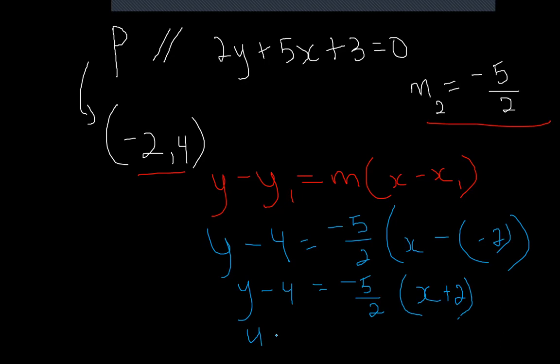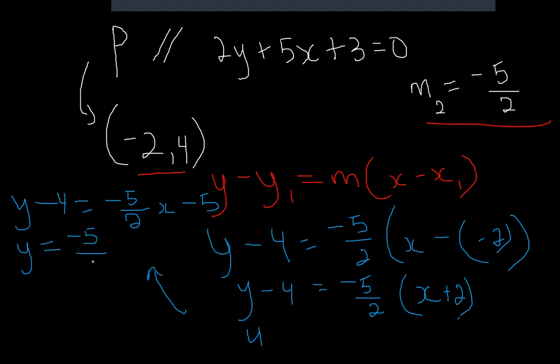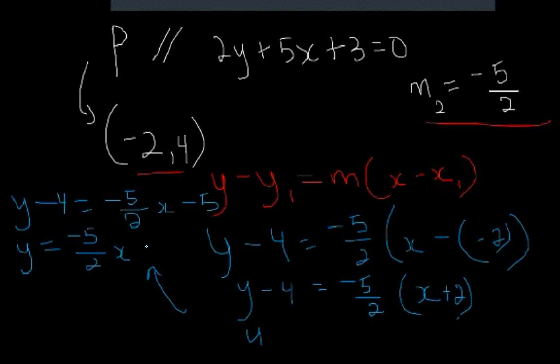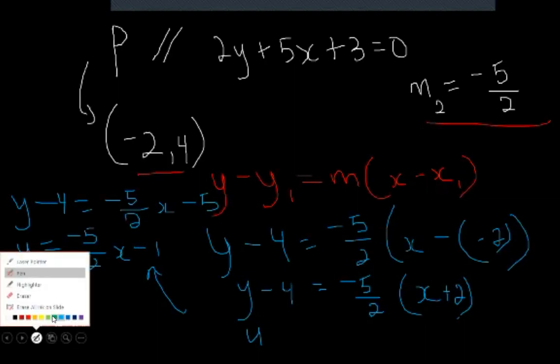I can expand these brackets to get y minus 4 is equal to minus 5 on 2 x minus 5. So this is just making y the subject of the formula now. This becomes plus 4, so y is equal to minus 5 on 2 x, minus 5 plus 4 is minus 1. And that is my answer.